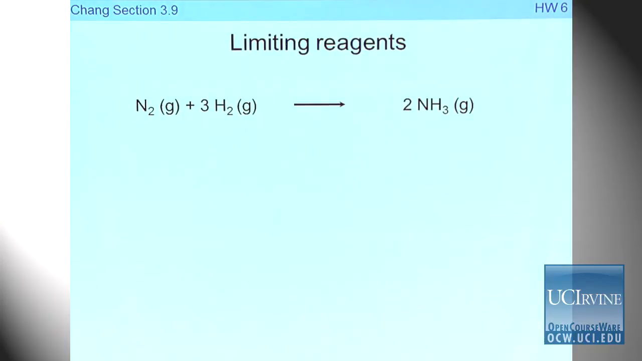Okay, now let's do a quick exercise here. Here's a chemical reaction. Nitrogen interacts with hydrogen gas to form ammonia molecules.